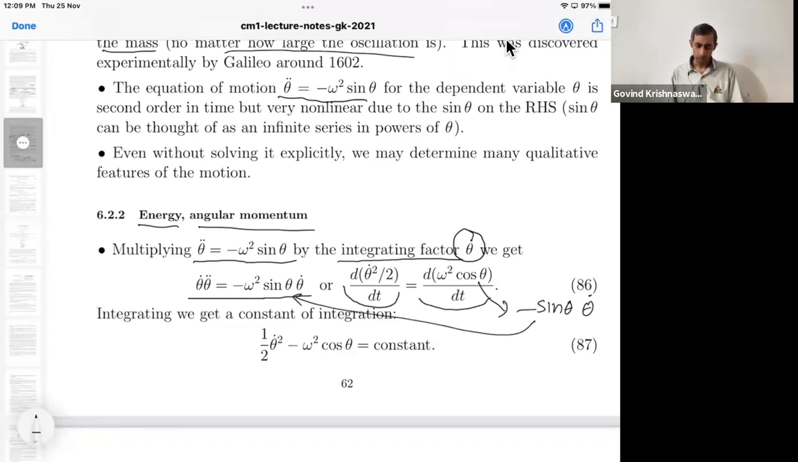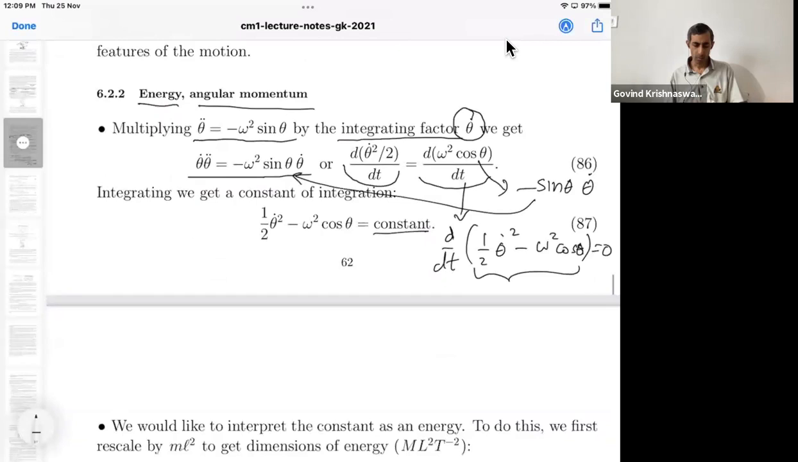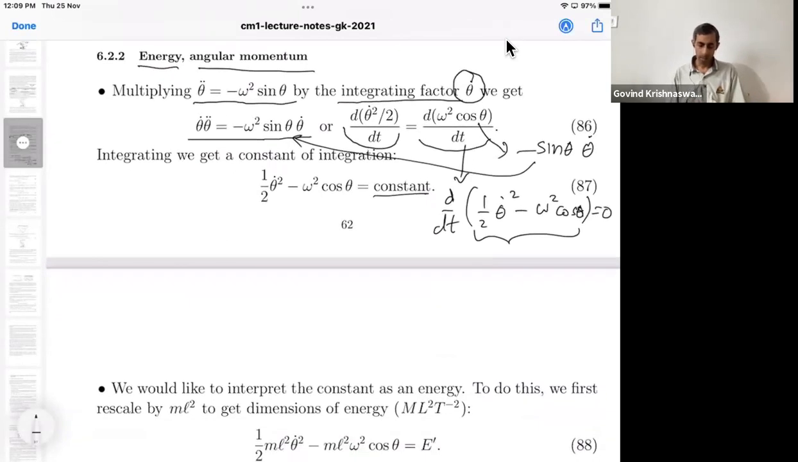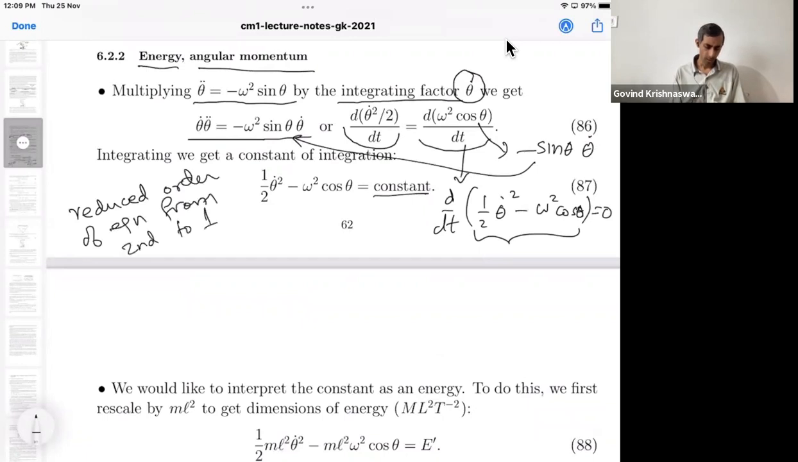Okay, so we have rewritten the equation of motion as the total time derivative of some quantity, namely half theta dot squared minus omega squared cosine theta, equal to 0. So the quantity in parentheses must be a constant, which is what we have written here. So this is the nice method of integrating factors. We have basically reduced the order of the equation from second to first. This is what we did also for the harmonic oscillator before.